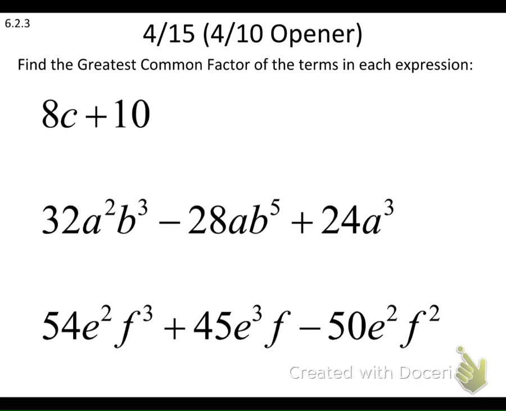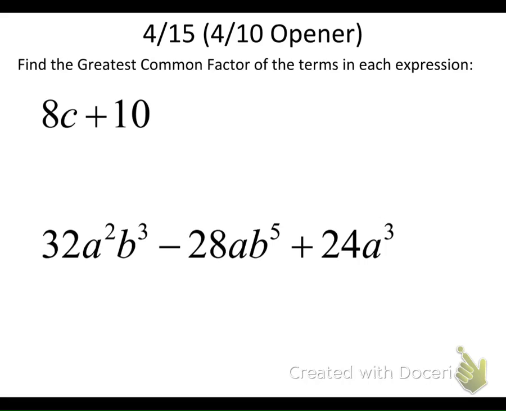Who can tell me what a term is? Yeah, it's the numbers. So basically, this first expression has how many terms? 2. Remember, terms are separated by your operation sign. So 8C is a term, and 10 is a term. So you have 2 terms. How many terms does the second expression have? 3. And how many does the third have? 3. Good.